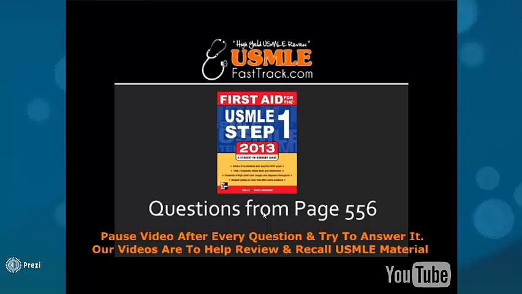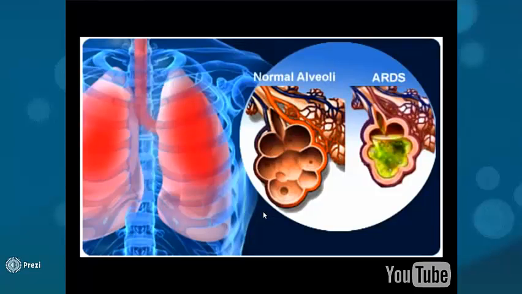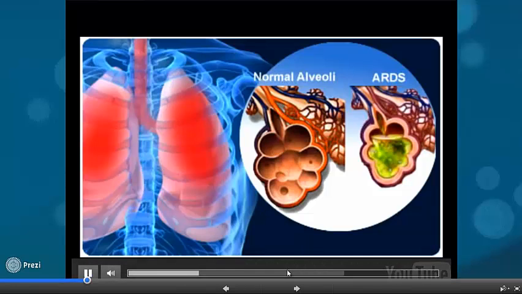2013 edition. Page 556. What is acute respiratory distress syndrome? Acute respiratory distress syndrome is a life-threatening lung condition that prevents enough oxygen from getting to the lungs and into the bloodstream. What are all the causes of alveolar capillary permeability?